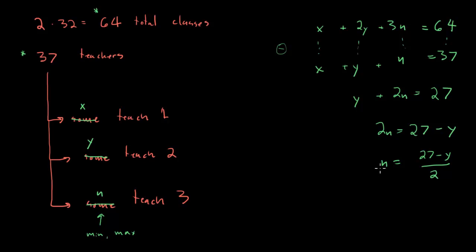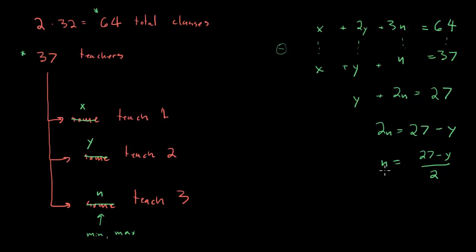So, let's think about that thing. We're trying to minimize or maximize n. And I guess let's start by trying to maximize it. So if we're trying to make n as big as possible, and I'll say that this is one of the most important takeaways from this question, that if you're trying to minimize or maximize one thing, you're almost always minimizing or maximizing something else.